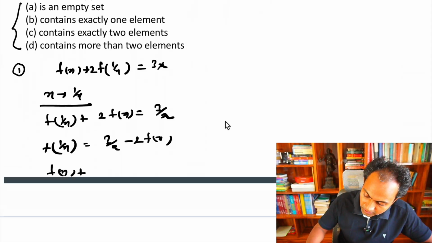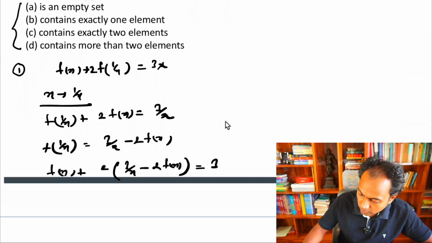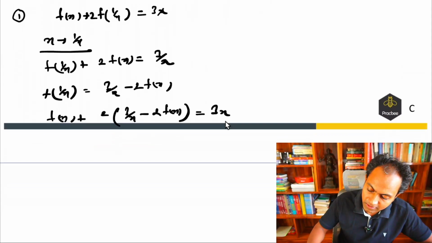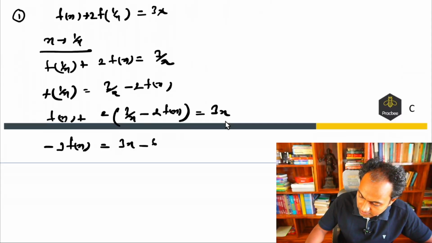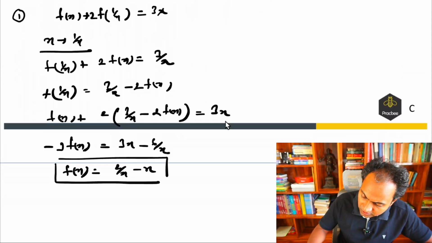So fx plus 2 times 3 by x minus 2 fx, this will be equal to 3x, and if I simplify this, you will get minus 3 times fx on the left hand side, and then right hand side becomes 3x minus 6 by x. Minus 3 we can cancel out, and the value of fx comes out to be nothing but 2 by x minus x. Now this is the first part of the question.